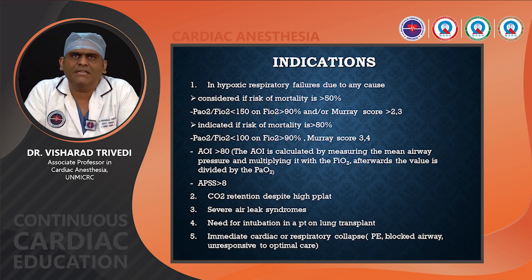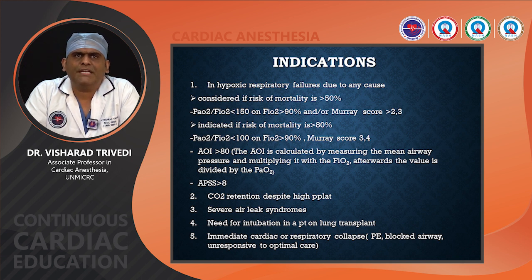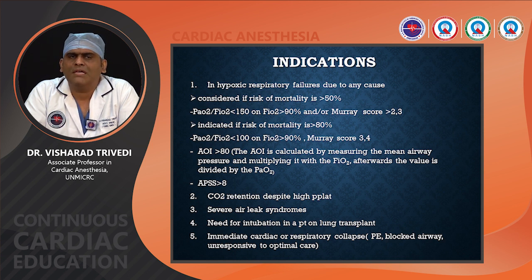Now how can you judge that the risk of mortality is more than 50%? You can judge by the Murray score, that is, PaO2 to FiO2 ratio less than 150 on FiO2 more than 90%, and Murray score more than 2 or 3, or PaO2 to FiO2 ratio less than 100 on FiO2 90%, and Murray score more than 3. So all of these patients are subjected to ECMO. Airway oxygenation index, if it is more than 80, then also it can be an indication for ECMO.